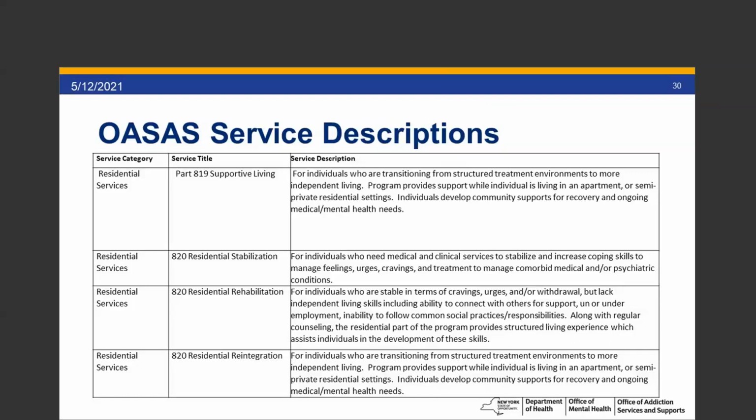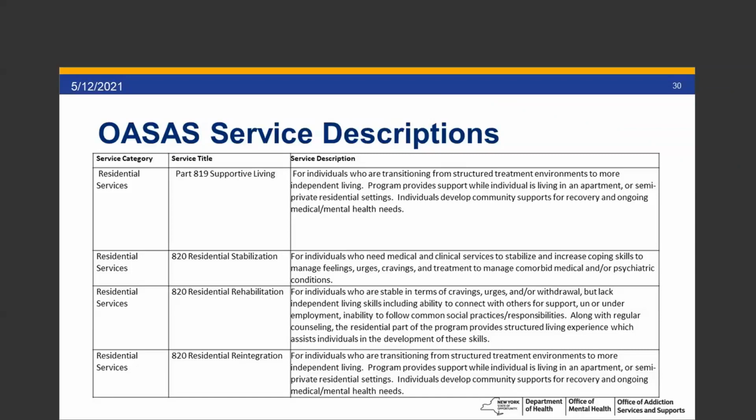So there are 3 elements to an 820 residential service. The first one is stabilization. So this is focusing on individuals who have mild to moderate withdrawal symptoms and are needing to learn skills to cope with cravings and to manage obtaining and maintaining recovery. And then we have the 820 residential rehabilitation services.